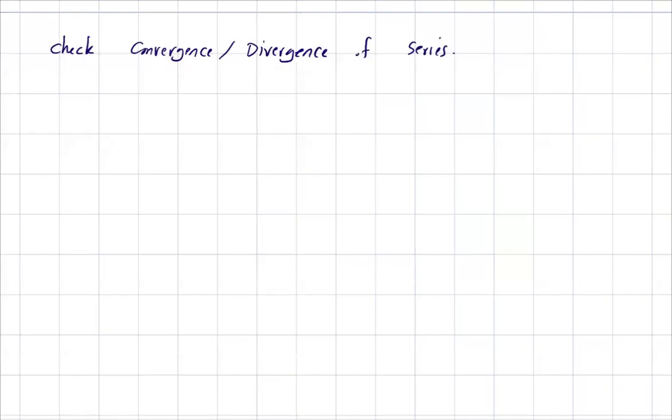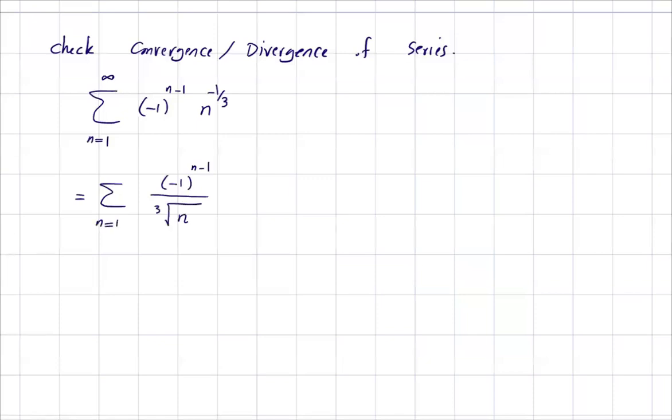Let us check convergence and divergence of the series, the summation of -1 to power n minus 1, n to power negative a third, starting from 1 and going to infinity. Okay, so we have -1 to power n minus 1. We can rewrite this as the summation of -1 to power n minus 1 divided by the third root of n, starting from 1 going to infinity.